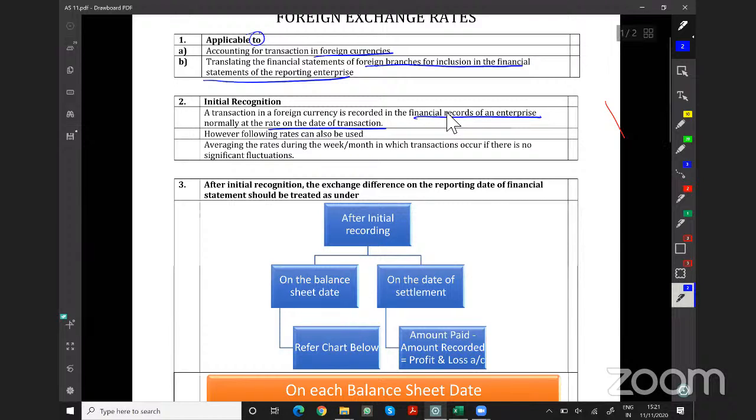However, the following rates can be used. Normally, you should use the rate on the date of transaction. However, the average rate during the week or month in which the transaction occurs can be used if there is no significant fluctuation. Means, sir, on day 1 it was 50, on day 2 it was 50.002, on day 3 it was 50.04, day 5 it was 50.006. So there are no significant fluctuations. So you can take an average rate and use the same for all the transactions. You should not compute each and every rate.